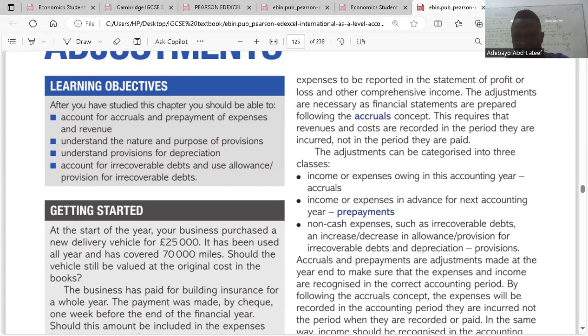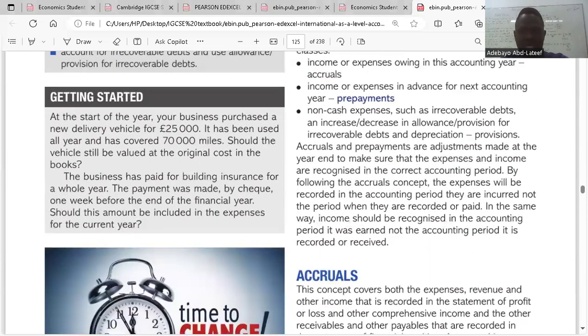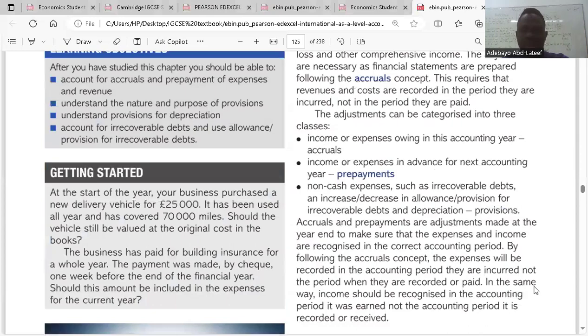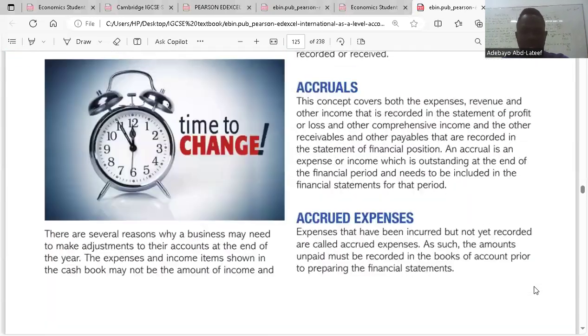All this has to be done to have the true fair value, or the true fair face of the business, or the true performance of the business. So what we're saying about adjustments is that they give a reflection of the true performance of the business. So what are those items that we need to talk about? We're starting with accrual. So here are the rules.